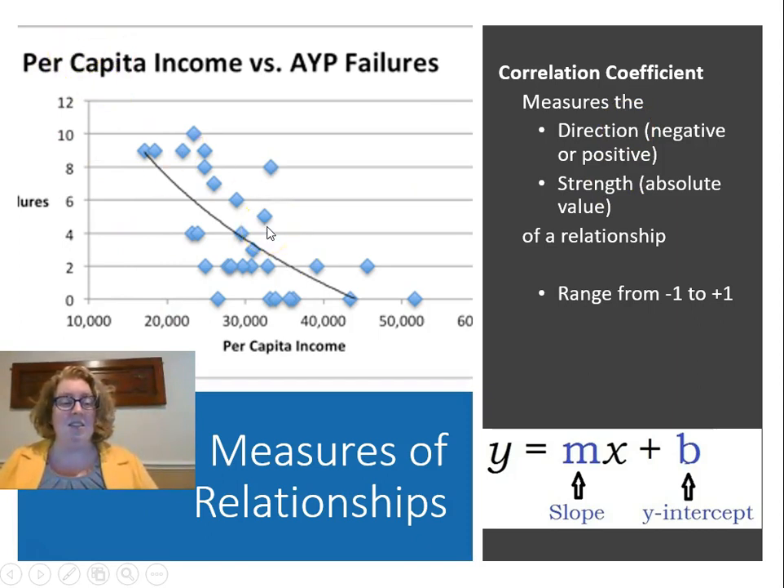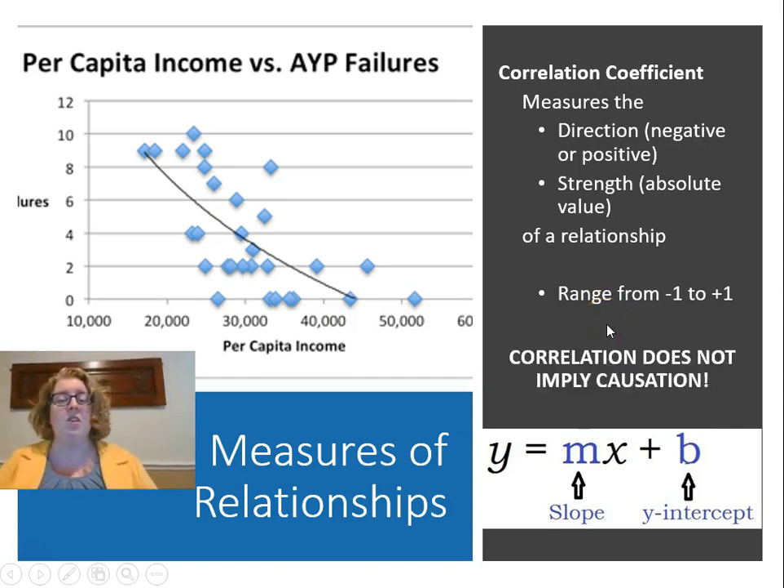So that tells us if the relationship between income and failure is positive or negative. And we can see here it's negative, right? So the greater the income of a student, the fewer failures there are on AYP. And this strength tells us how much of a relationship it is. We can see it's a pretty strong relationship here between income and failure rates.